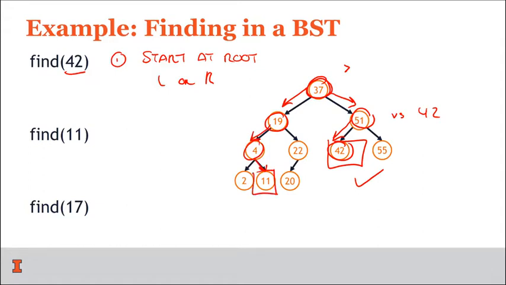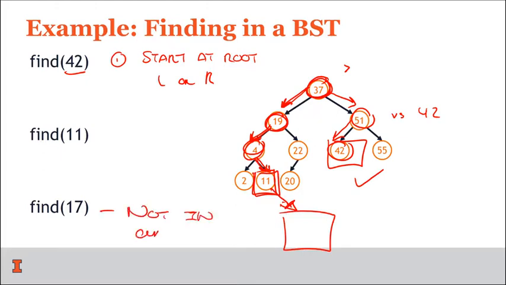Suppose we want to find something that doesn't exist in the tree. Node 17, we can start again at the root, go left to 19, go left again to 4, and then go right again to 11. And now, 11 versus 17, 17 must appear in the right child of 11. Because we reached the end of the tree, we know that 17 is not in our data set. We know this because we reached a leaf in the tree and we can't go any further to search deeper.